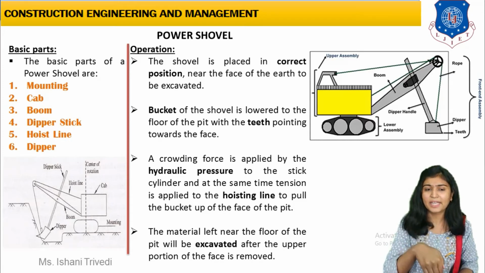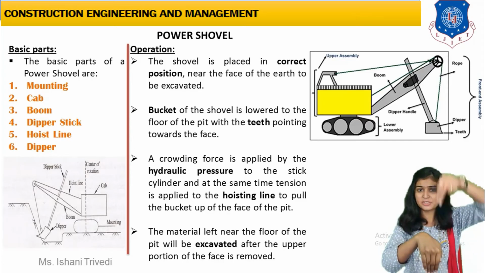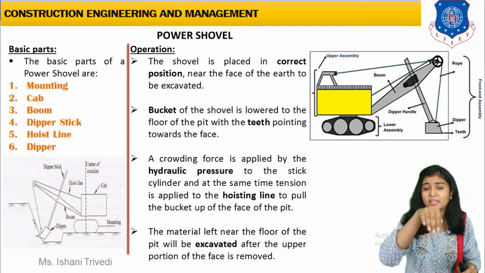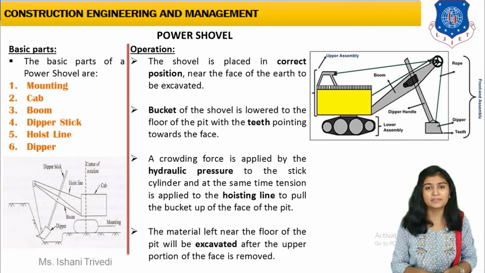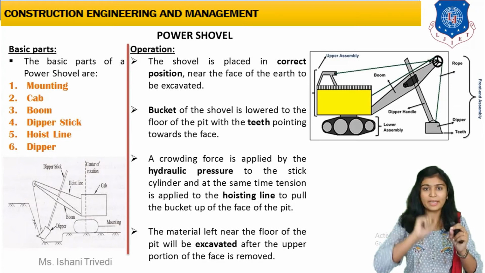And at the same time tension is applied to the hoisting line, and the excavation work will be done. The soil sample will be collected in the dipper. This is how simultaneously the boom stick and the hoist line work.